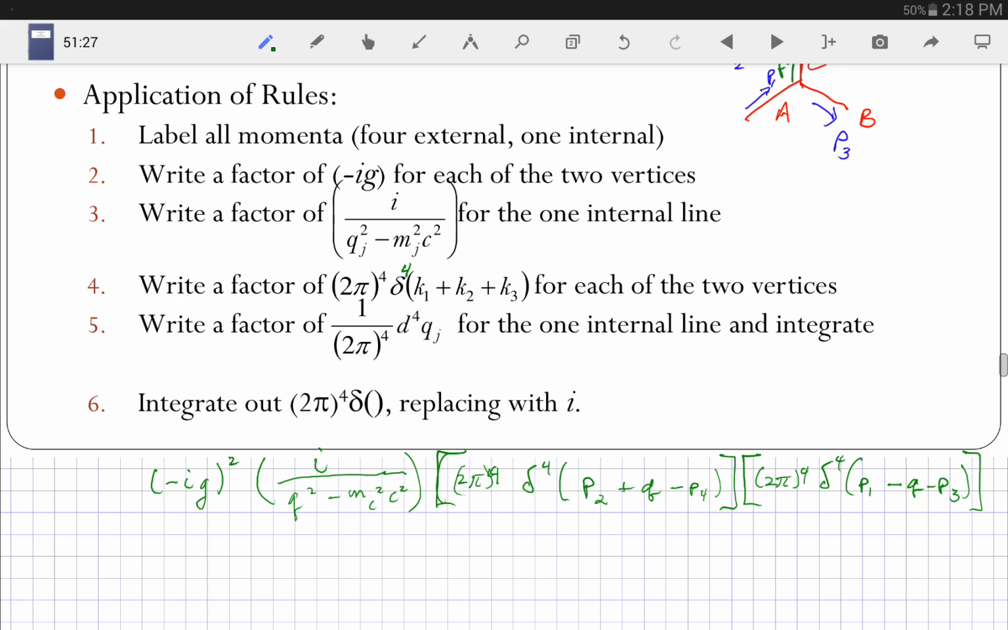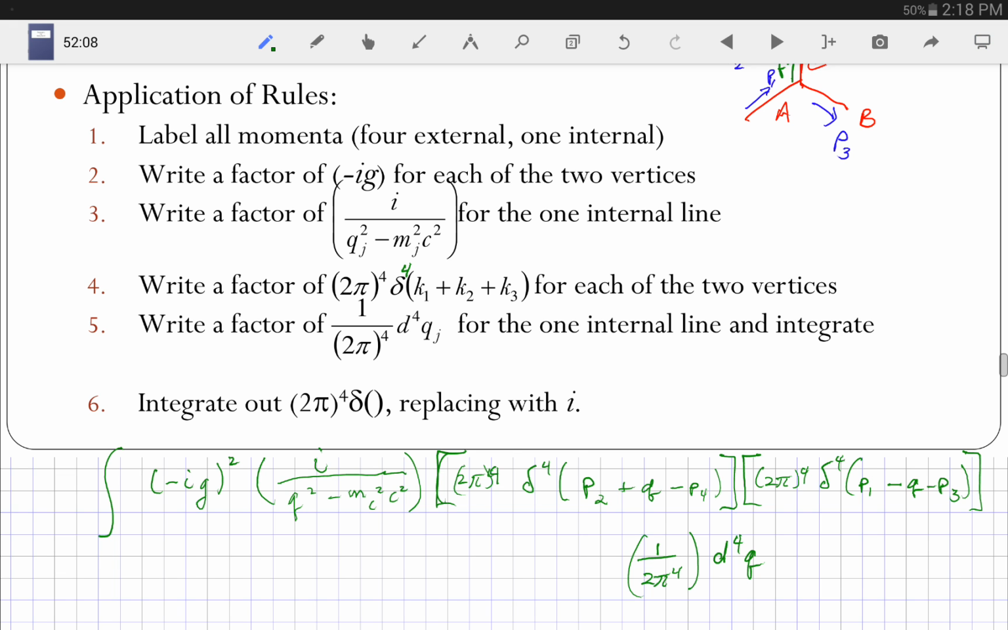Now we need to write a factor of 1 over (2 pi) to the 4th power, d to the 4th q, for the one internal line. So I'm going to have 1 over (2 pi) to the 4th, d to the 4th q. There's only one q, so I don't put a subscript on it. Integral. And now I need to integrate. Now we didn't do the integrals before, right? Now we're going to do the integrals.